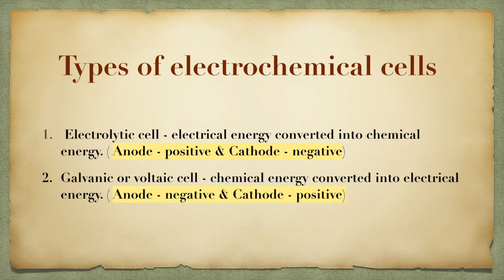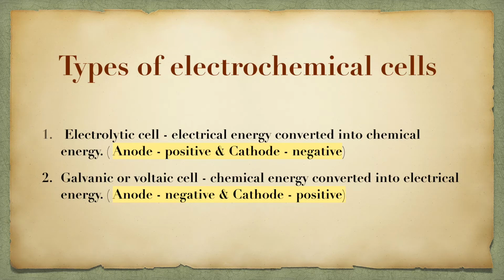So once again we'll just revise this. Electrolytic cell: electrical energy is converted into chemical energy. And over here please understand, anode is oxidation, but it will be positive. Cathode is reduction, but here it is negative. And the second one, the galvanic cell, is also called the voltaic cell. There, chemical energy is converted into electrical energy. Over here the main difference is that the anode is taken as negative and the cathode is taken as positive. Hopefully you will remember this.